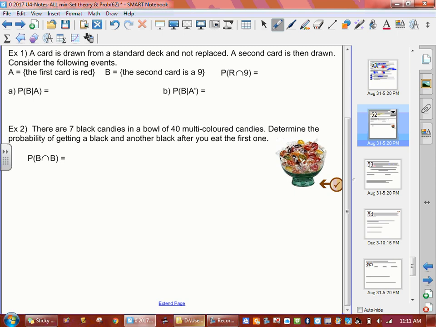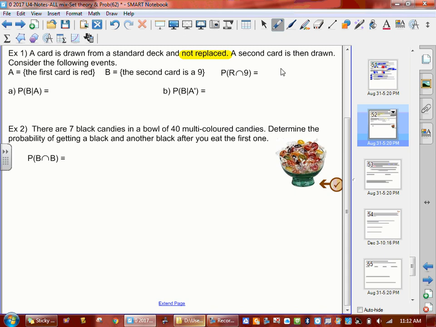So you've got a deck of cards. You're going to draw one, then you're going to draw two. And it's not put back. That's our key. It's not put back. So the first event is red. The second event is a 9. Well, first of all, we need to know what is the probability of picking a red 9.